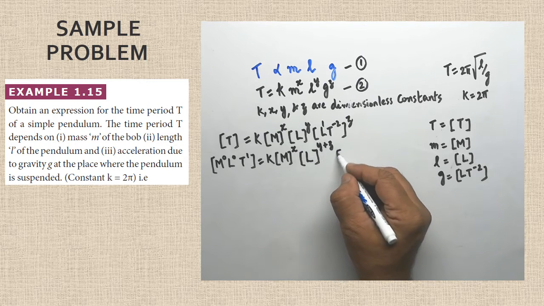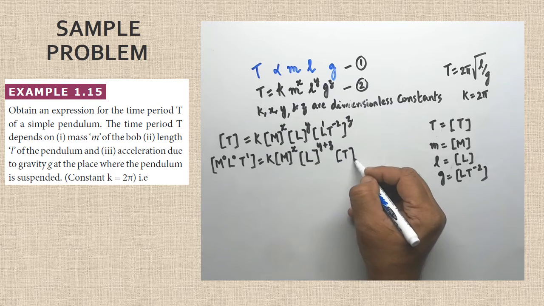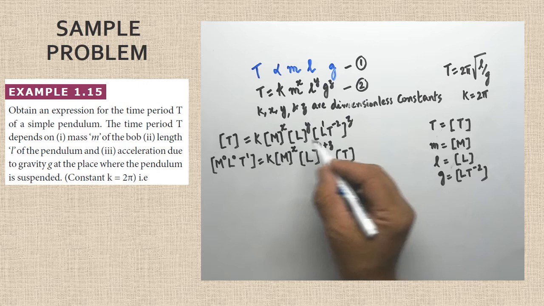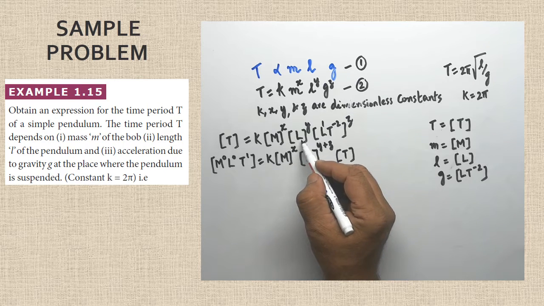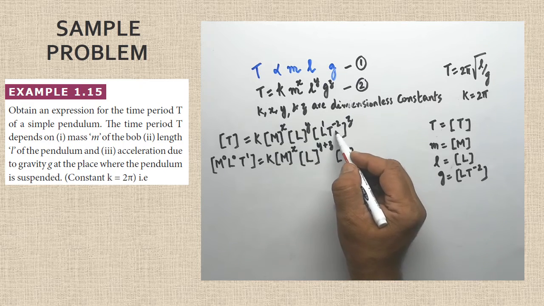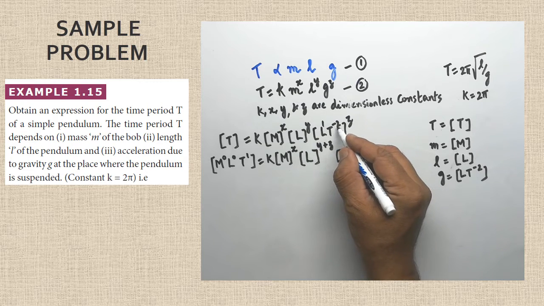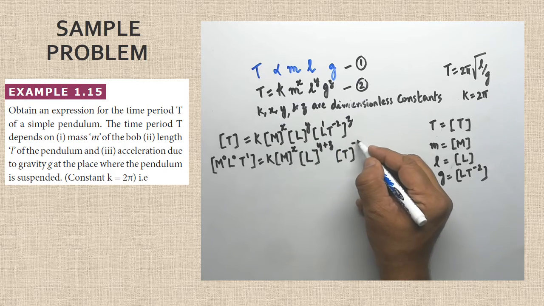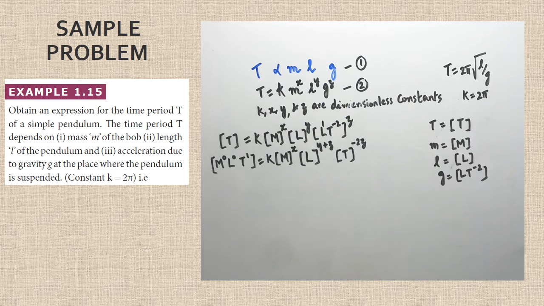Next, I am going to choose the powers of T. Everything to be added. Here T is not there. Here also T is not there. Here alone T is there. So multiply this minus 2 with Z. You will get minus 2Z. Are you clear?